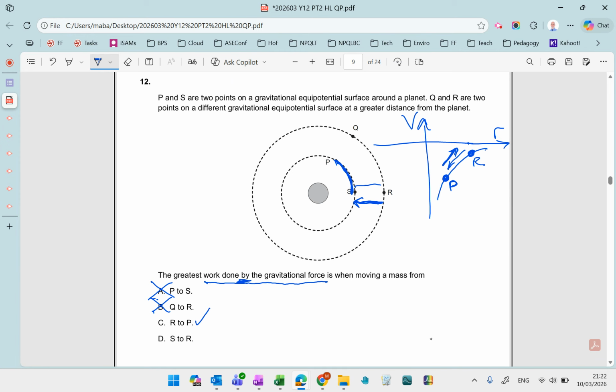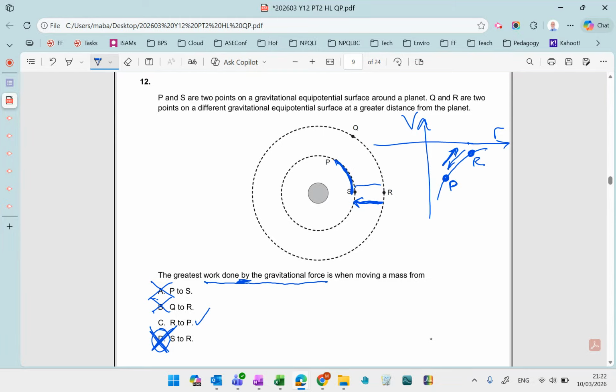So if the question said, what's the greatest work done by you when moving a mass, then that would be the correct answer, right? But that's not what the question says. The question says, what's the greatest work done by the gravitational force when moving a mass?